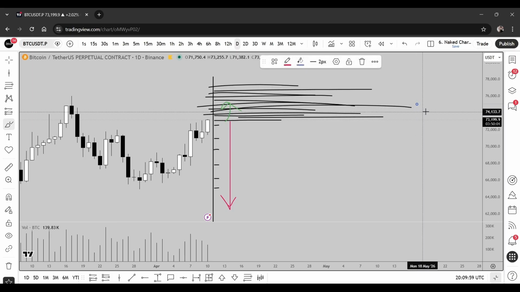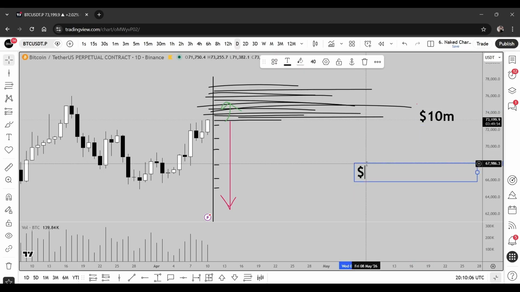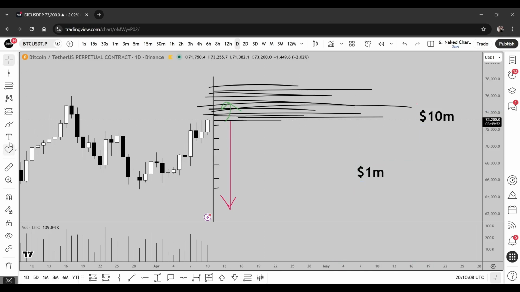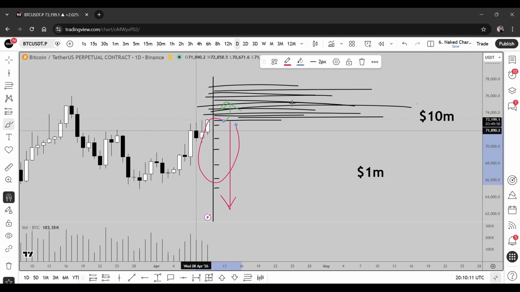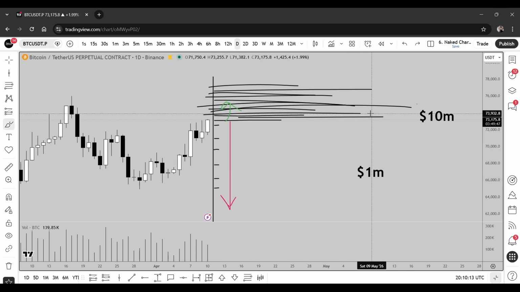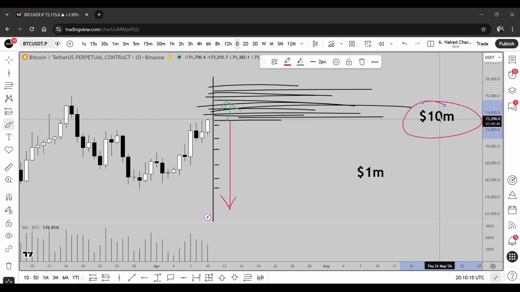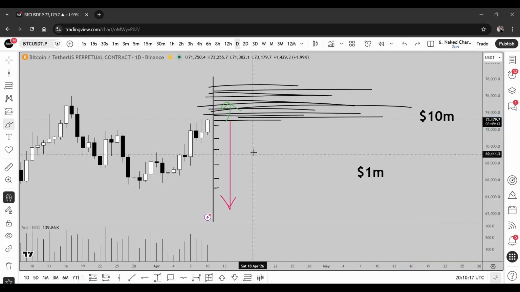So even though there was a giant imbalance between how much was market bought, let me just bring out the text tool. 10 million was market bought, and only 1 million was market sold. But because there is such a huge imbalance in the limit orders, it doesn't matter that there was more bought than sold. Price can still potentially go down.